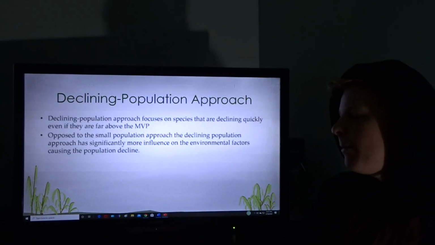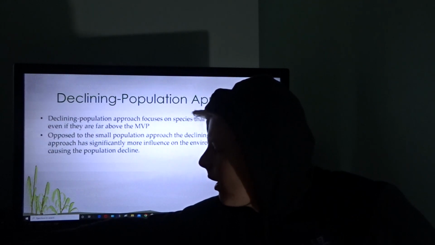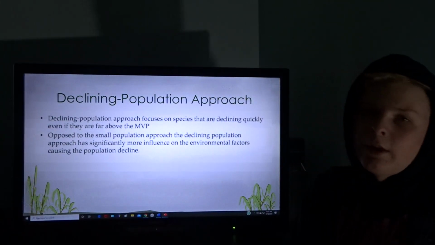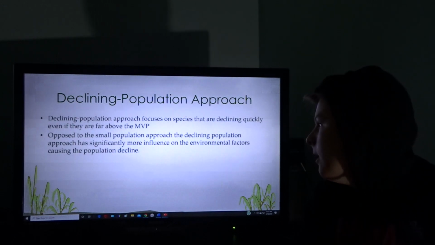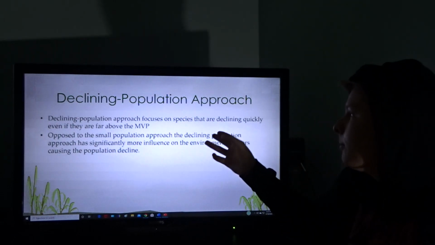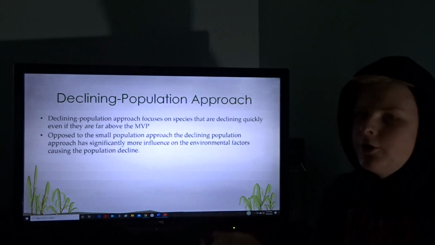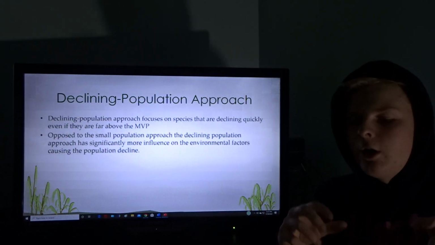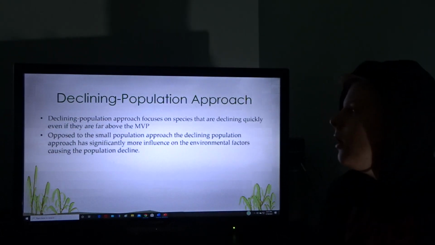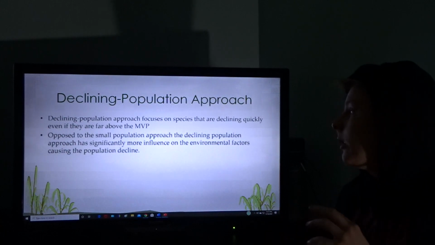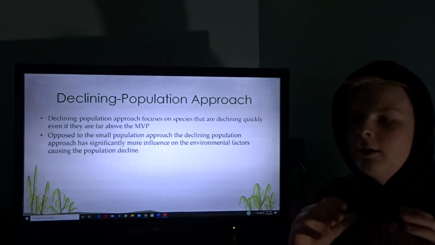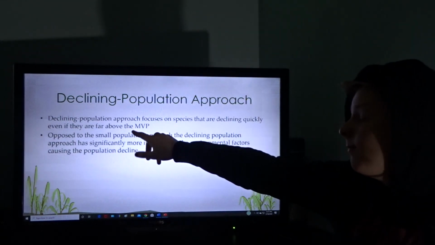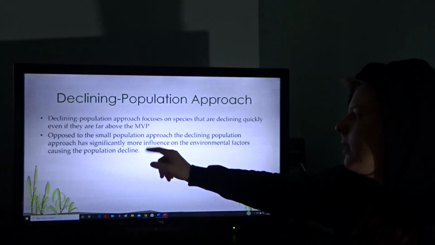So that's for the small population approach. If we move over to the declining population approach, we're going to see that they have a different methodology when it comes to researching how to prevent this extinction. What the declining population approach focuses on is that these conservation biologists aren't necessarily focusing on species that have a small population. They're focusing on species that have a very quickly declining population, even if the population is far above the minimum viable population, or MVP.